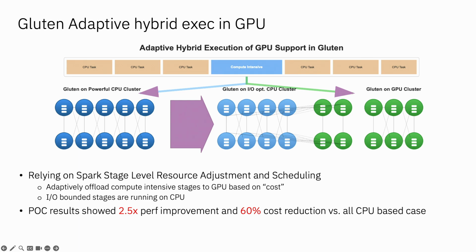We are trying to introduce a concept called adaptive hybrid execution. For example, we only offload those compute-intensive stages onto GPU, but for those I/O-intensive stages, like loading the table from S3 or GCS, we just leave them on CPU. In this way, we can utilize the GPU more efficiently and reduce the cost from the big picture level. We have a POC ready now, and the POC results are very promising. It shows roughly 2.5x performance improvement, while we achieved 60% cost reduction.